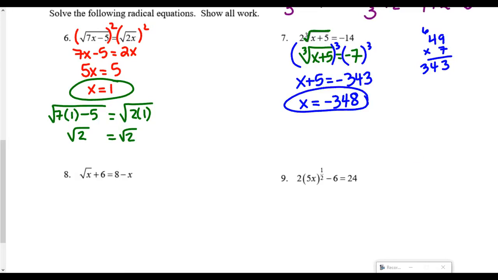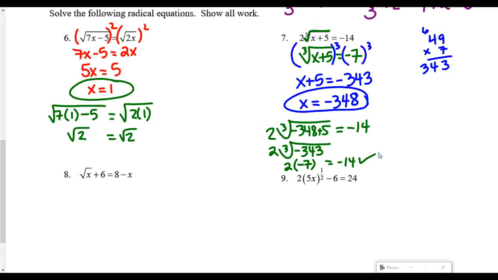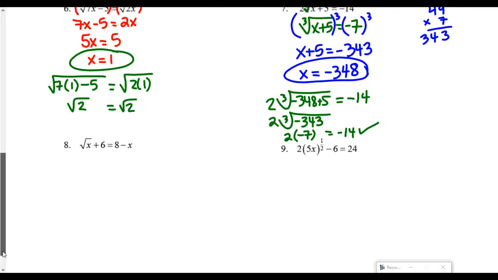I just circled that, but I really should have plugged in and checked first, so let's double check. The cubed root of 2 times negative 348 plus 5, is that equal to negative 14? Negative 348 plus 5 is negative 343, sorry. The cube root of that would be negative 7, and 2 times negative 7 is negative 14, so this one works. Okay, I'll scoot down just a little bit.